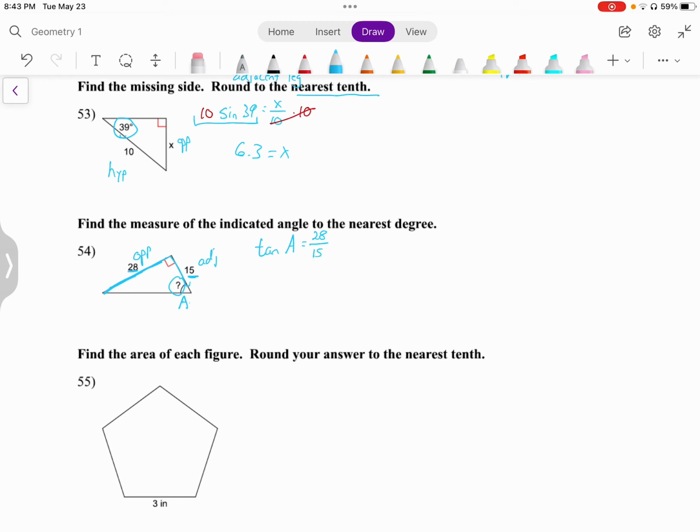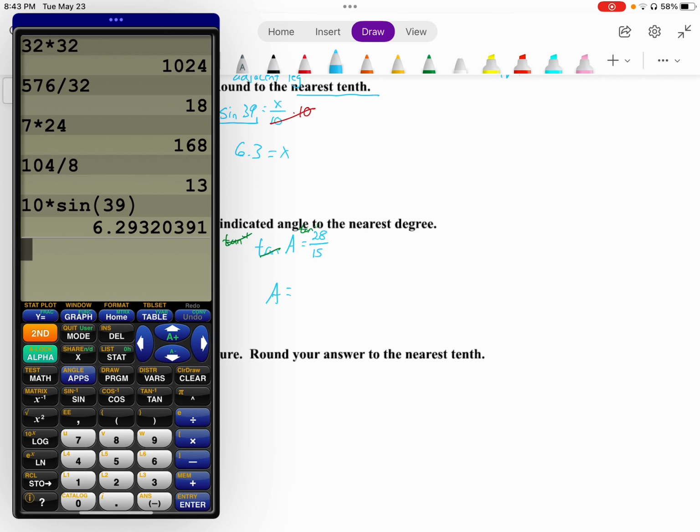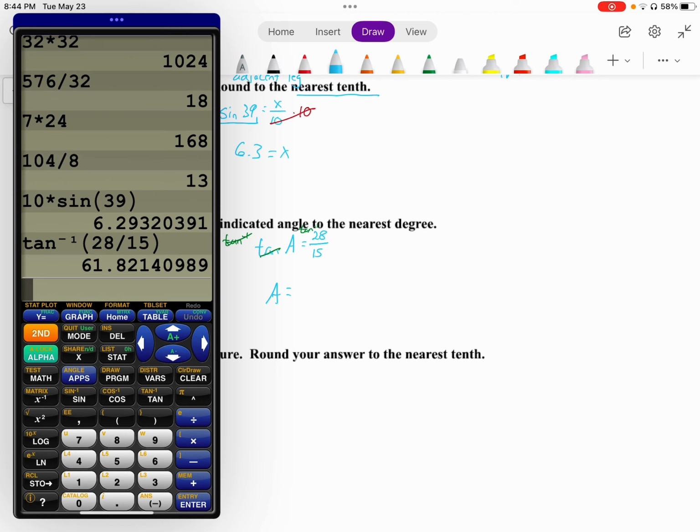You can do 28 over 15 in your calculator. You don't actually need to. So you can do inverse tangent of both sides over here, inverse tangent and tangent cancel, so we have A equals inverse tangent of 28 over 15, so make sure you do second tangent, 28 divided by, sorry, not 5, divided by 15. So angle A is 61, actually it says nearest degree, so it's not 61.8, we're going to go to the nearest degree of 62 degrees.